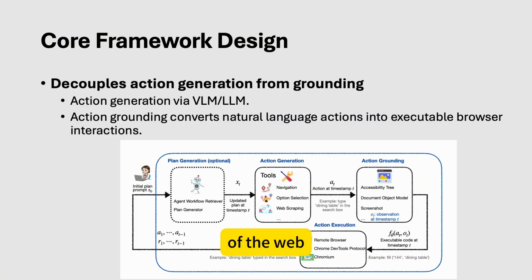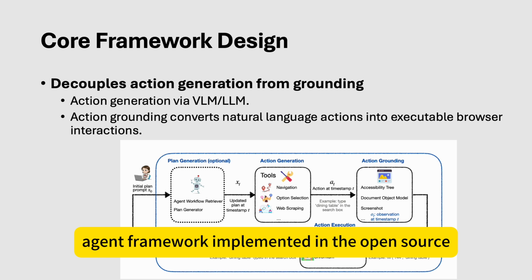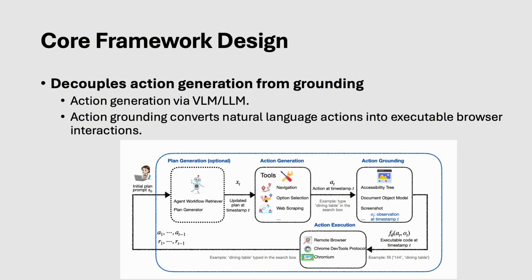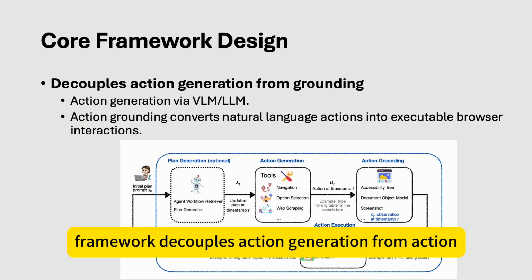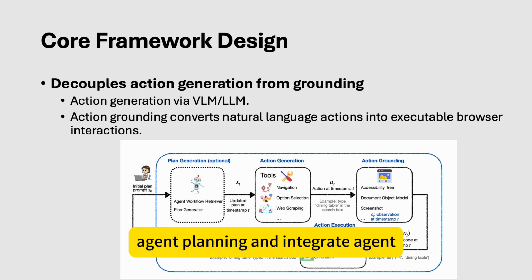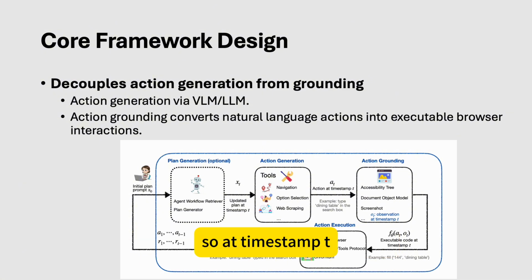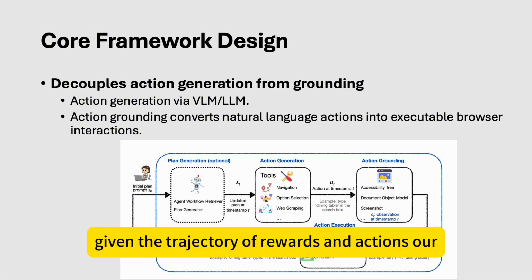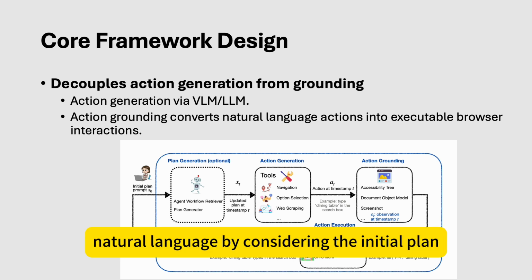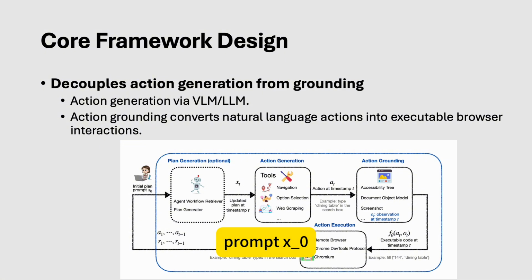We present the design of the web agent framework implemented in the open source repository LiteWebAgent in the following figure. Specifically, the framework decouples action generation from action grounding, supports multiple versions of agent planning, and integrates agent memory into the planning process. So at time t, given the trajectory of rewards and actions, our agent generates the next action, A_t, in natural language by considering the initial plan prompt x0. The example could be type dining tables in the search box.